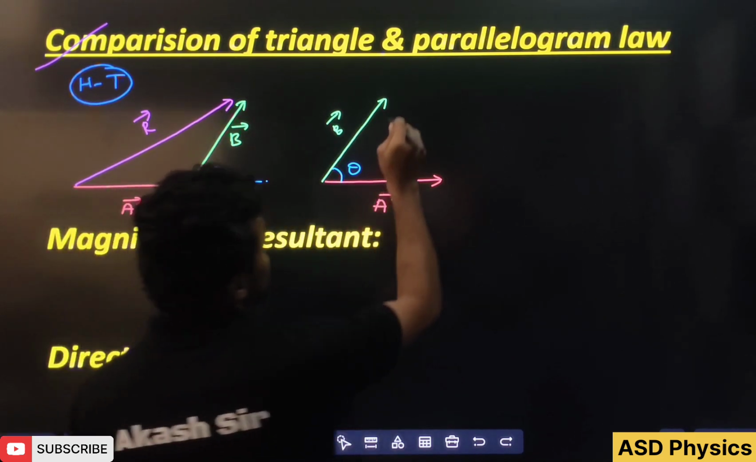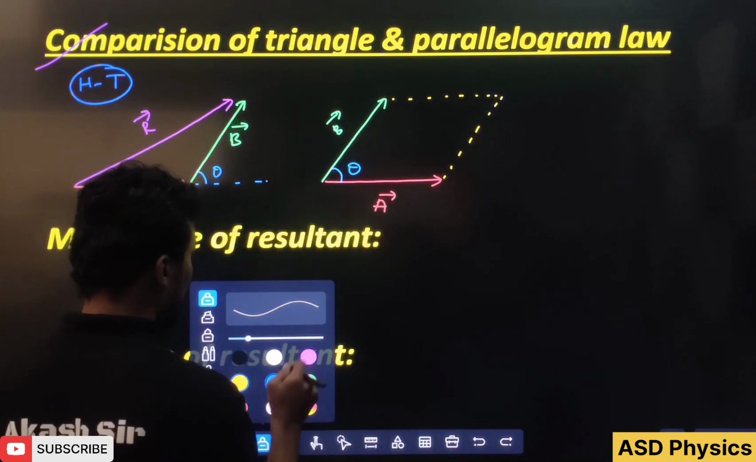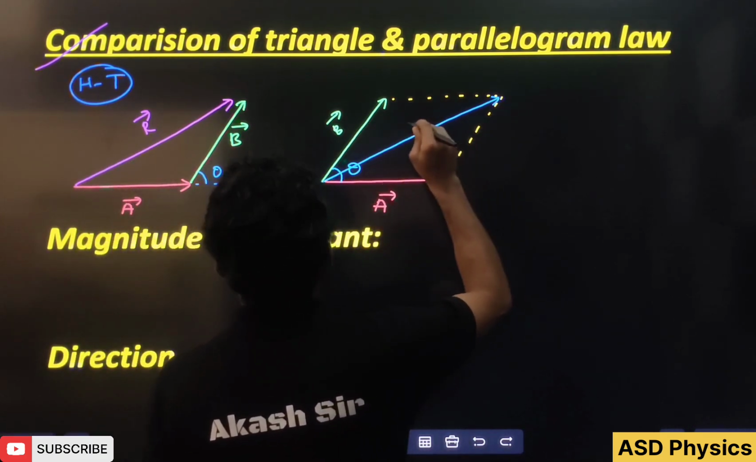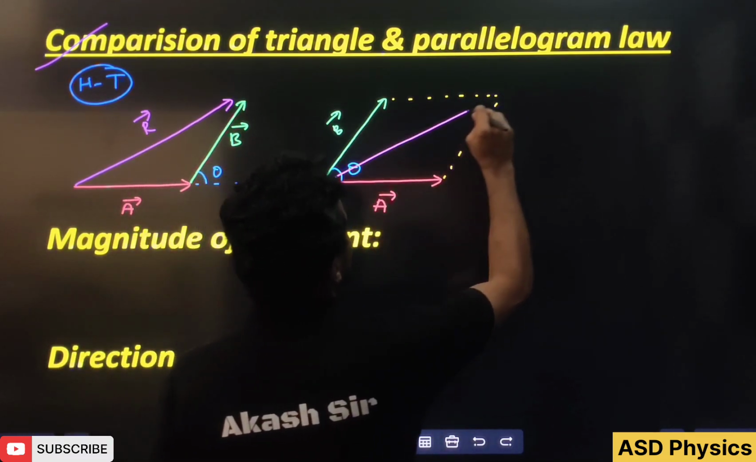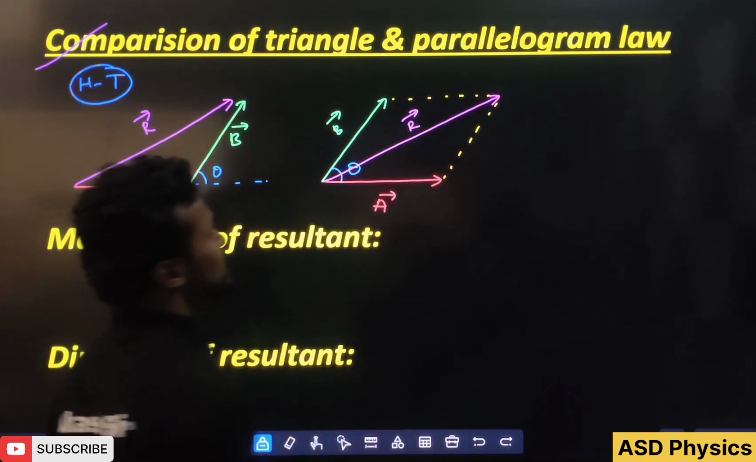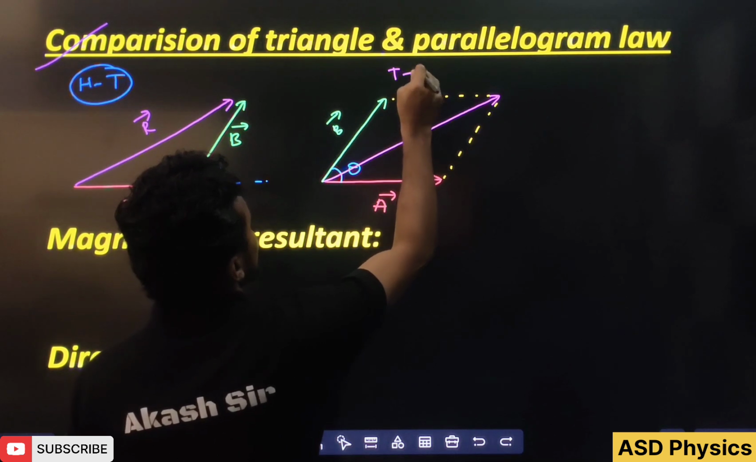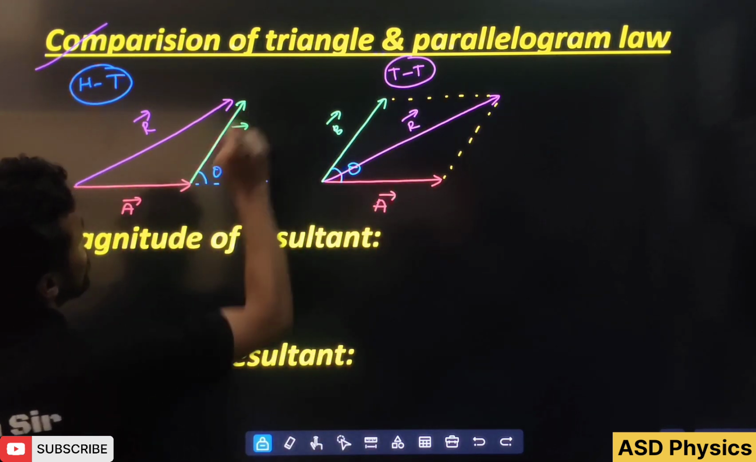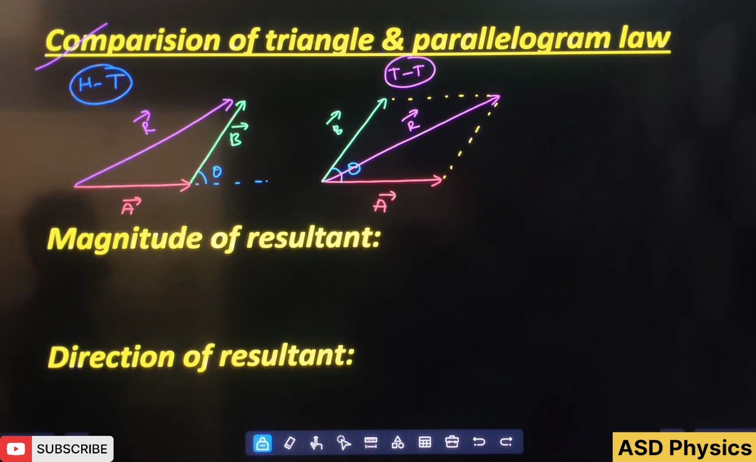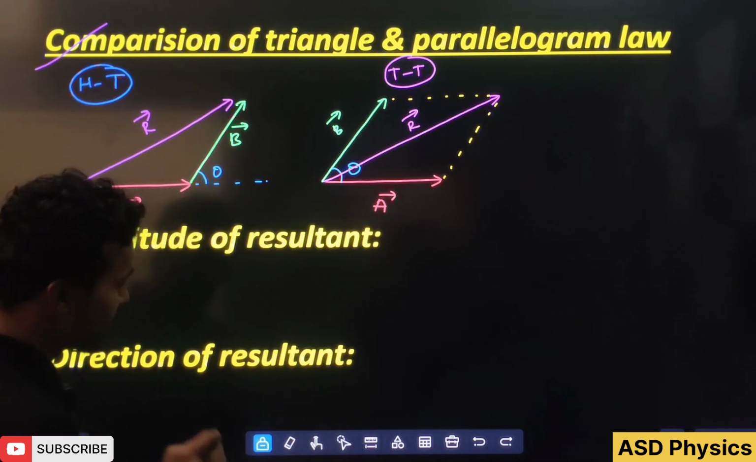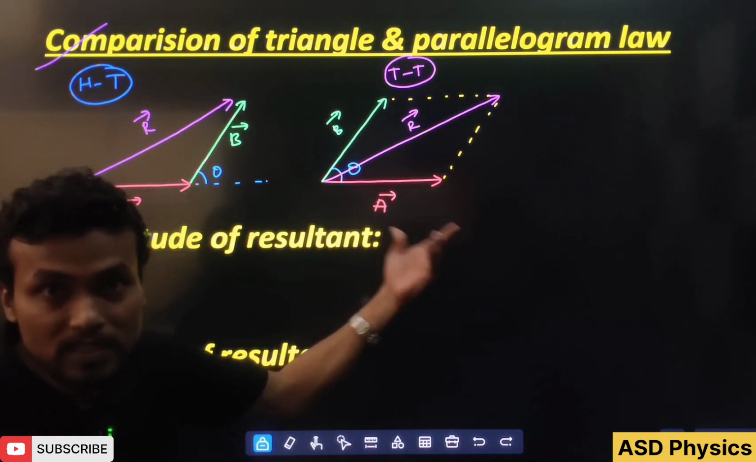Now let me draw the parallelogram here, and let me draw the resultant. This is the resultant. Let me take the same color. So see, this is the resultant. Can you see any difference between both of them? Very easy. This is the head to tail method, and this is called the tail to tail method. Here also you can see vector R is going in the same direction, and here also vector R is going in the same direction. Only the drawing is different, but the answer will be the same. Okay, students, very easy. This is the triangle law, and this one is the parallelogram law.